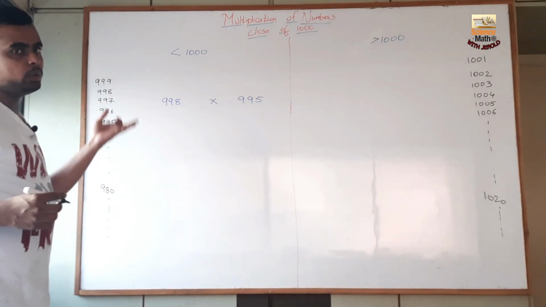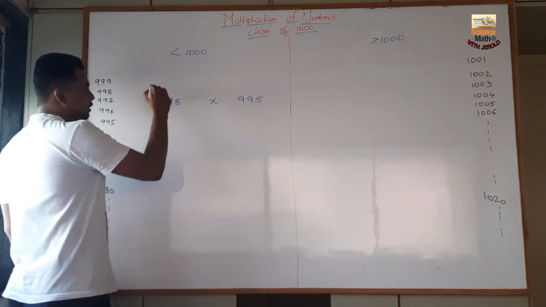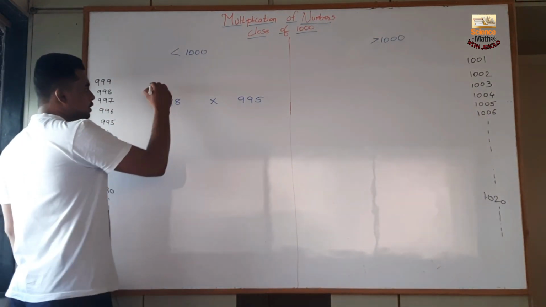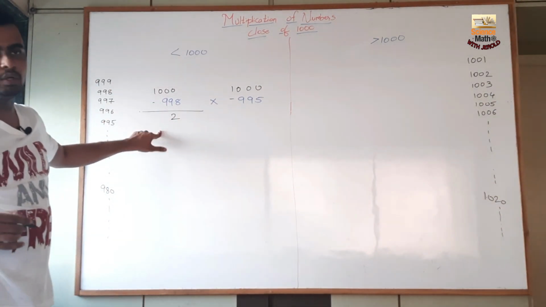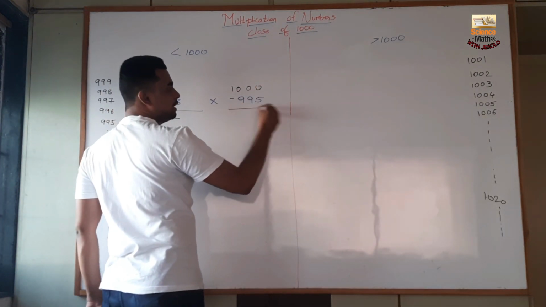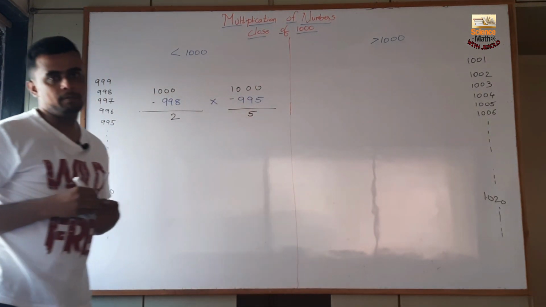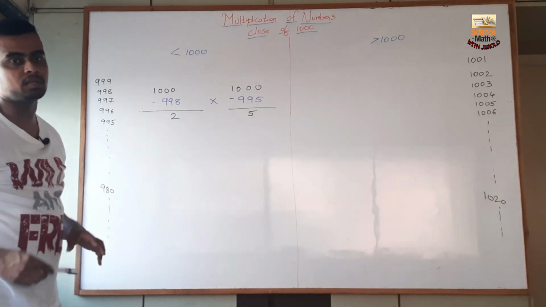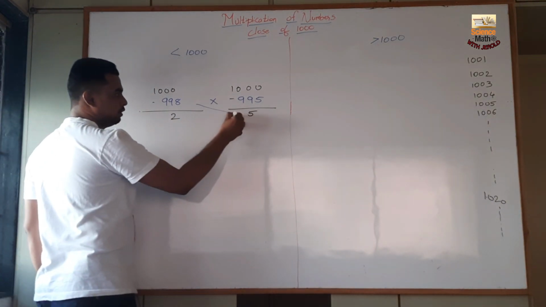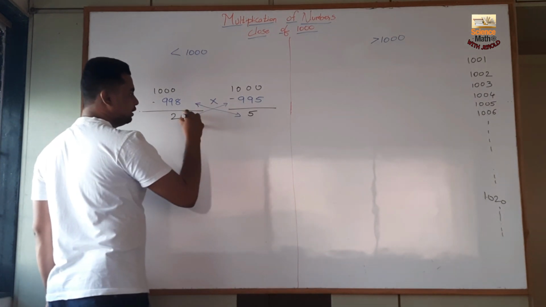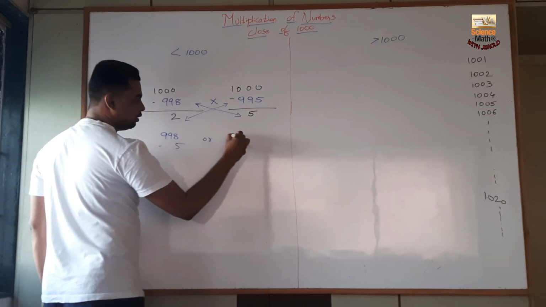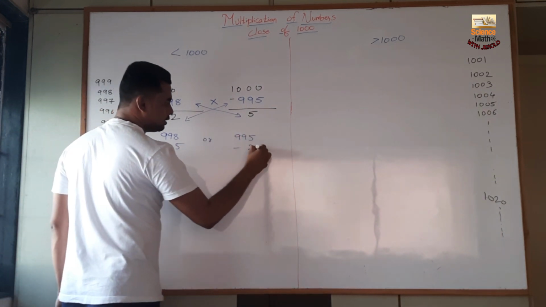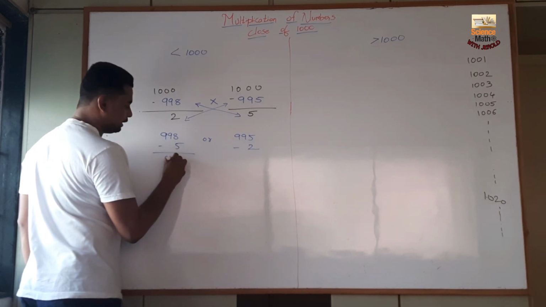The first thing that I do is subtract each number from 1000. So I'll take 1000 over here and 1000 over here. 1000 minus 998 will give me 2, and similarly 1000 minus 995 will give me 5. These are my two numbers. Now cross subtraction. Either I subtract these two numbers or I subtract these two numbers. So 998 minus 5 or 995 minus 2, which will give me 993.